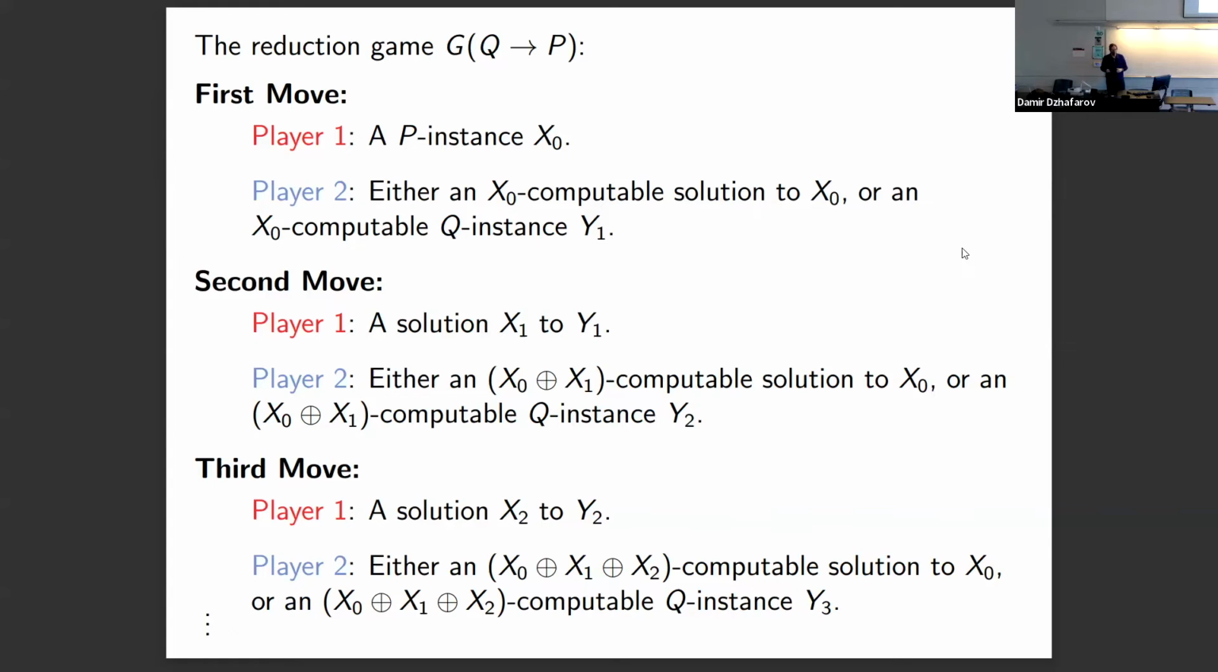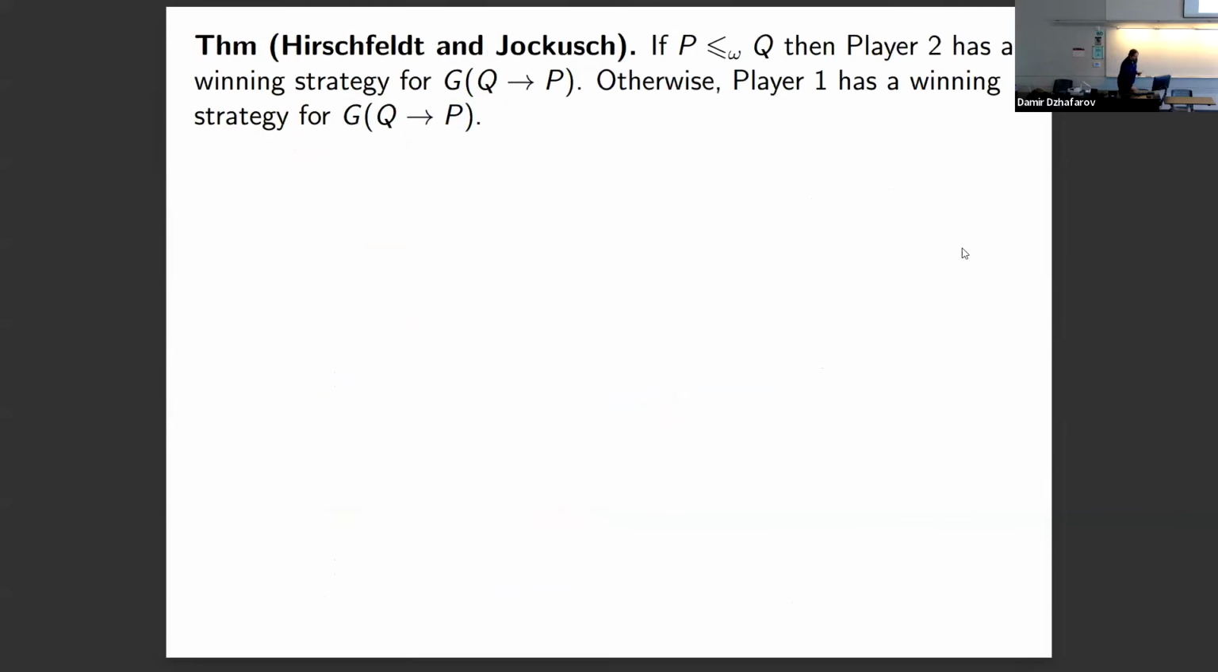So now it seems like we have two notions. Fortunately, we don't, because Carl and I showed that if P is omega reducible to Q, then player two has a winning strategy. Otherwise, player one has a winning strategy. So the notion of player two having a winning strategy is not actually a new notion. It's just a new characterization of omega reducibility, which makes it clear how it is a reducibility that allows us to use multiple instances of Q to solve P.